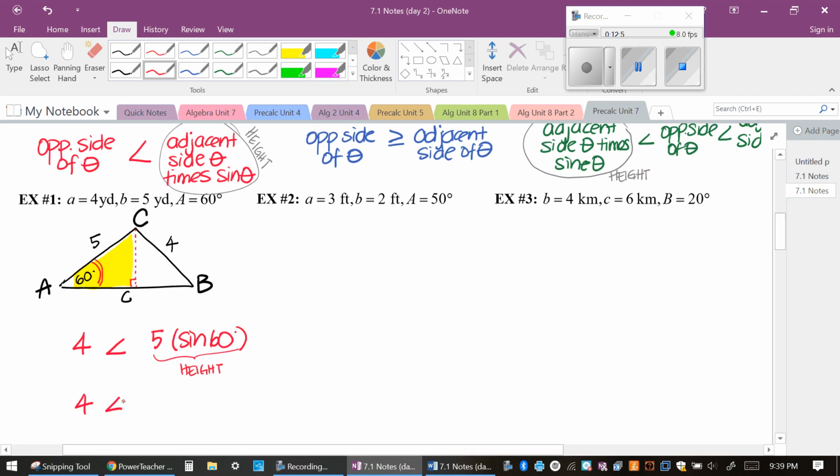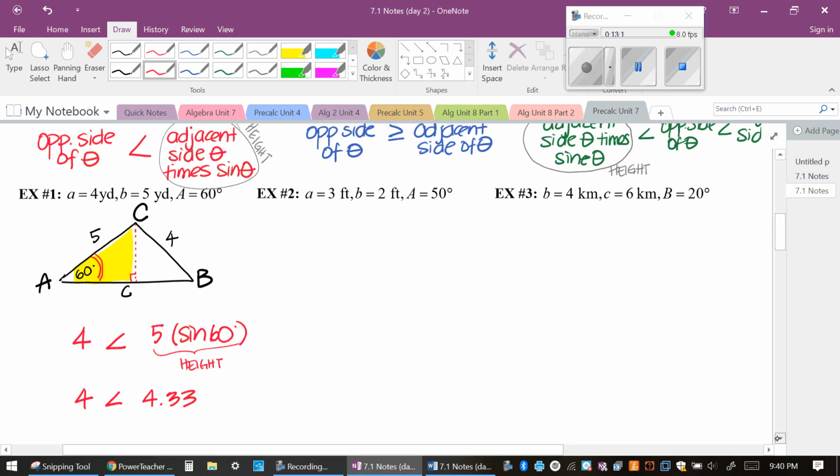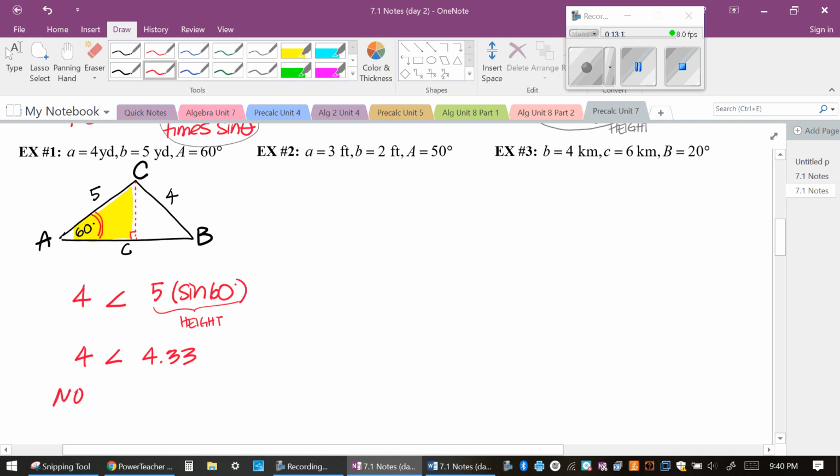Okay, go ahead and put that into your calculator. 5 times the sine of 60. You should get 4.33. 4 is less than 4.33. So that means that this triangle is not possible. No triangle possible.